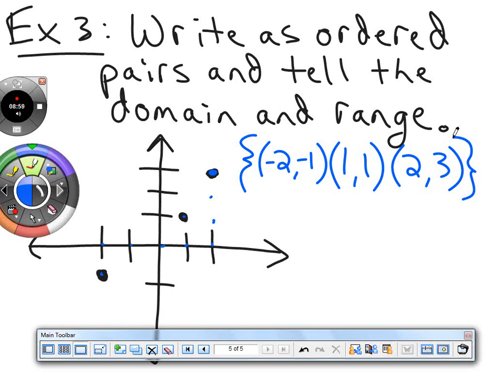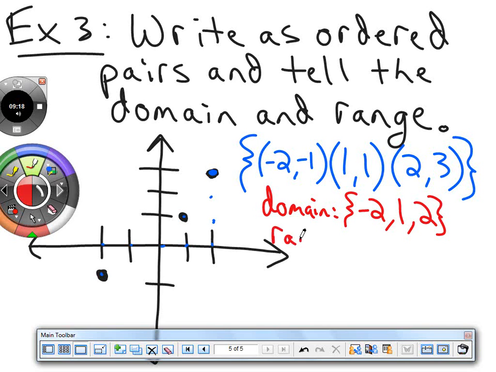Now the domain again is just the x-coordinates, all the x-coordinates. So the domain is like this. We'd say negative 2, comma 1, comma 2. That's the domain. And the range are all of the y-coordinates. So the range is negative 1, comma 1, comma 3. And all you have is points. Okay?